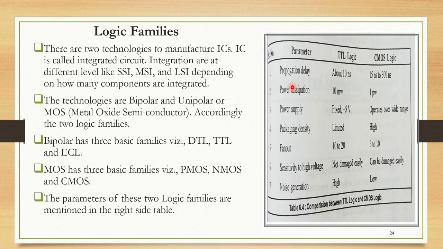For example, one parameter is propagation delay. If you think of an AND gate, you give an input, output comes. Now what is the time it takes? Propagation time, how much? For TTL circuit, it is 10 nanoseconds. CMOS logic, it is 15 to 300 nanoseconds. So the propagation delay is more in CMOS logic.